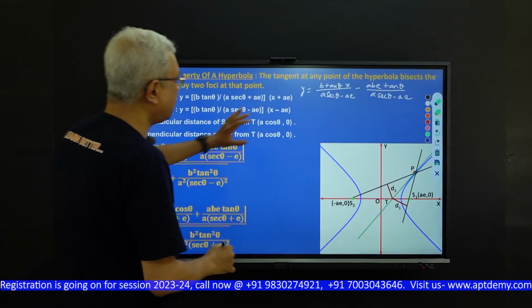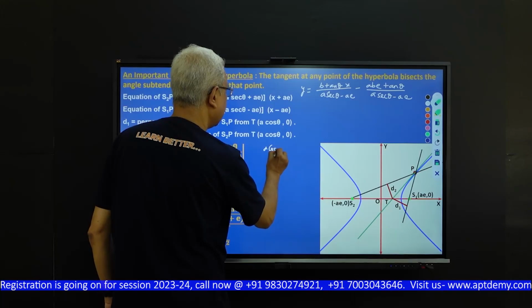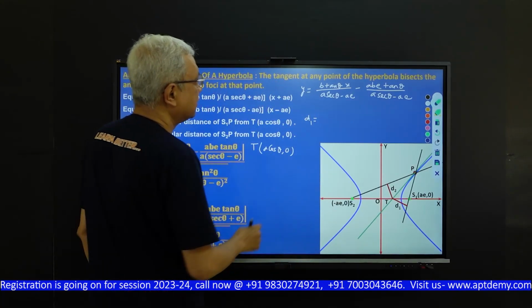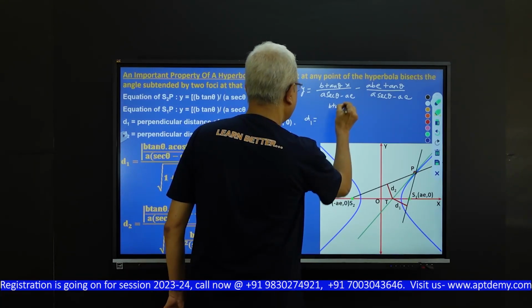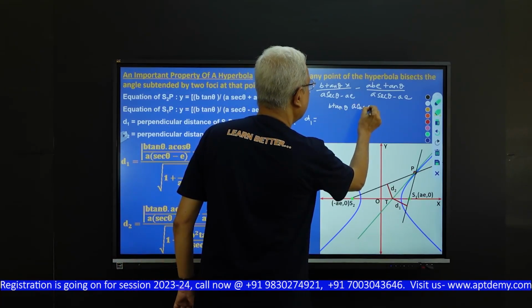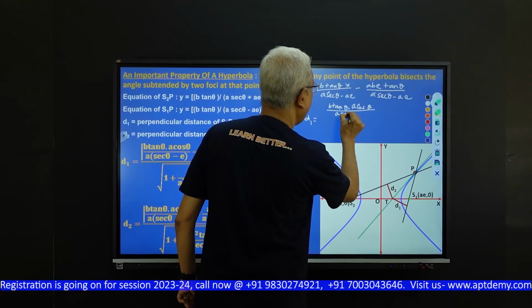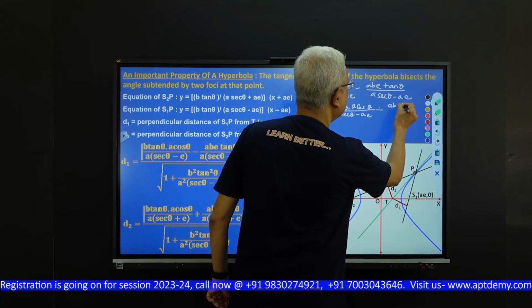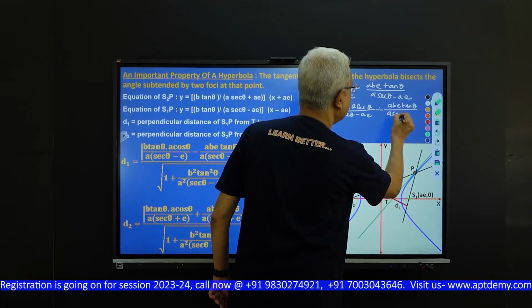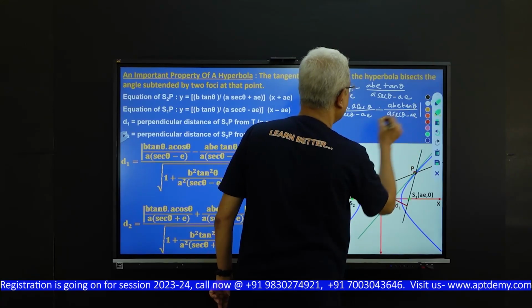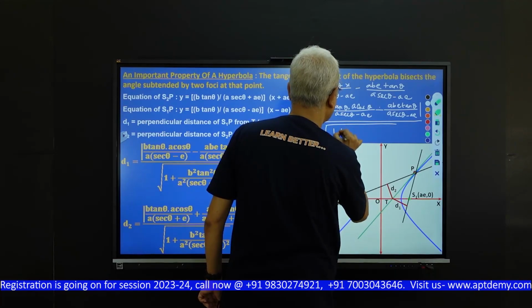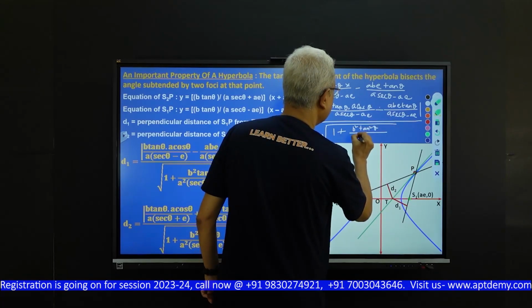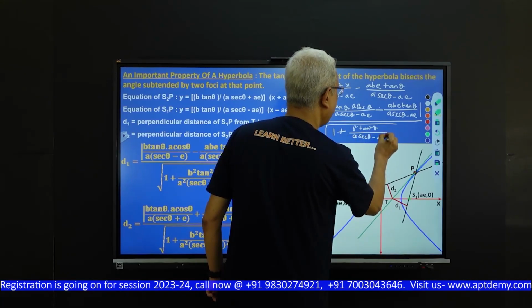Therefore the perpendicular distance drawn from (a cos theta, 0), which is T, on this line, if I call it D1, is nothing but mod of b tan theta into a cos theta, which is m alpha, plus c, which is minus a b e tan theta by a sec theta minus a, divided by the square root of 1 plus m square, that is b square tan square theta divided by a sec theta minus a whole square.